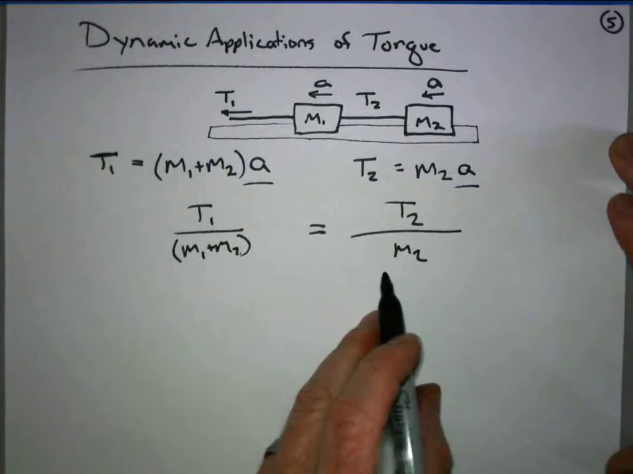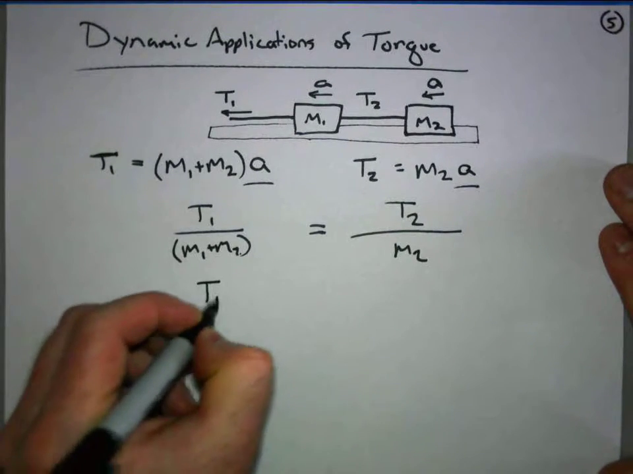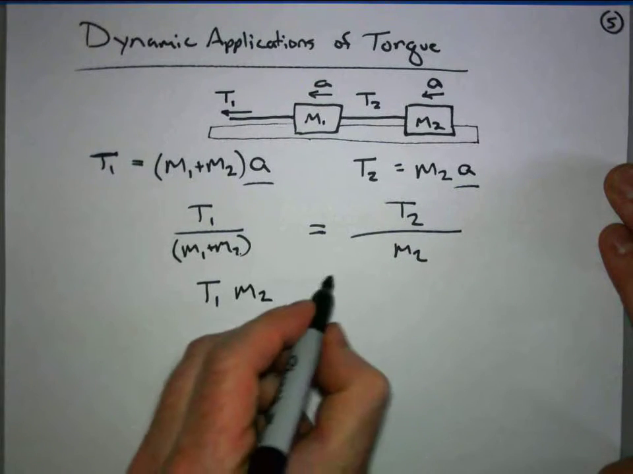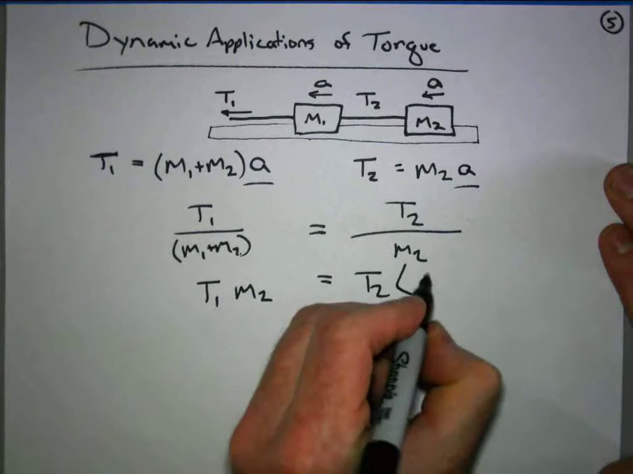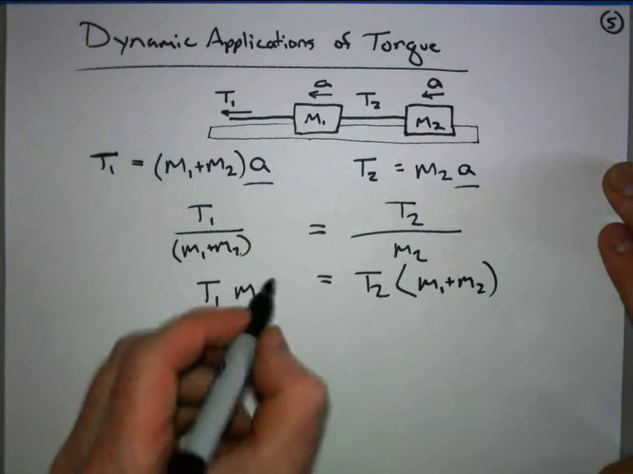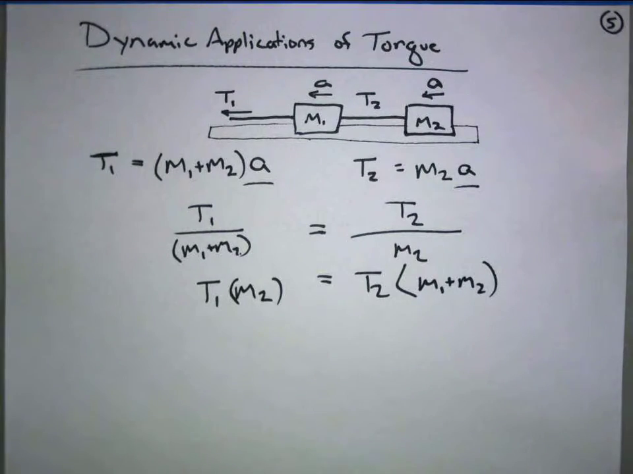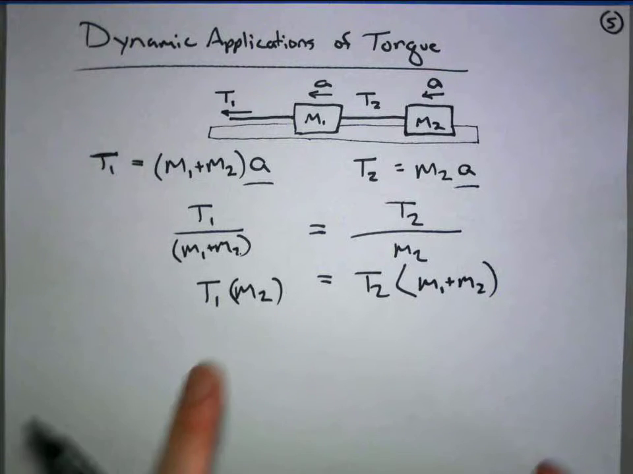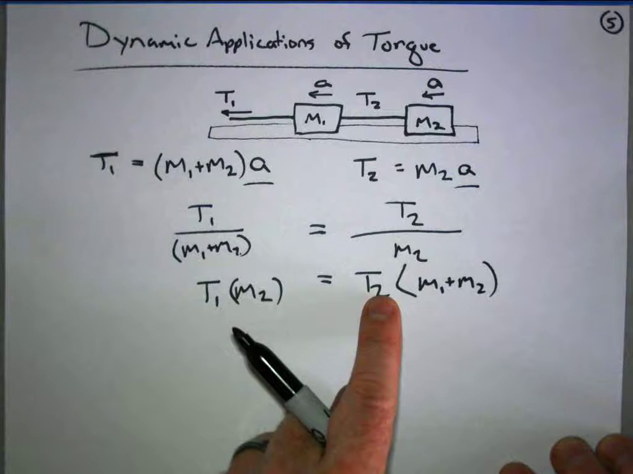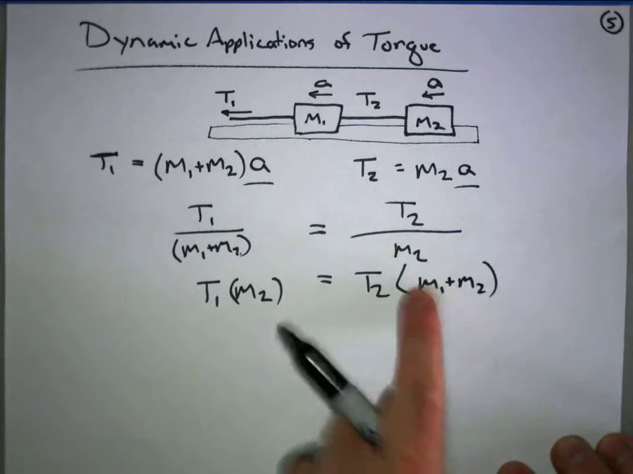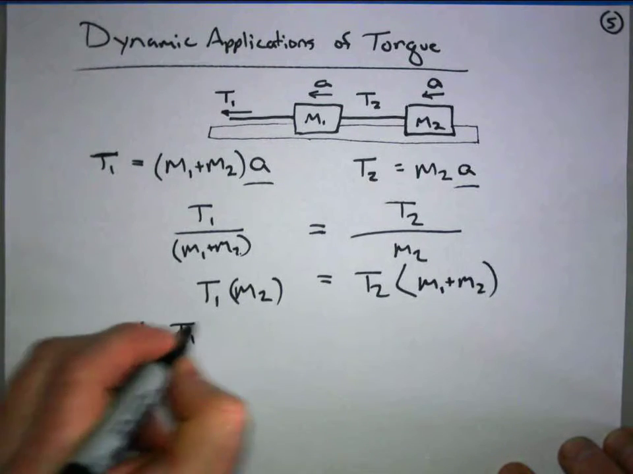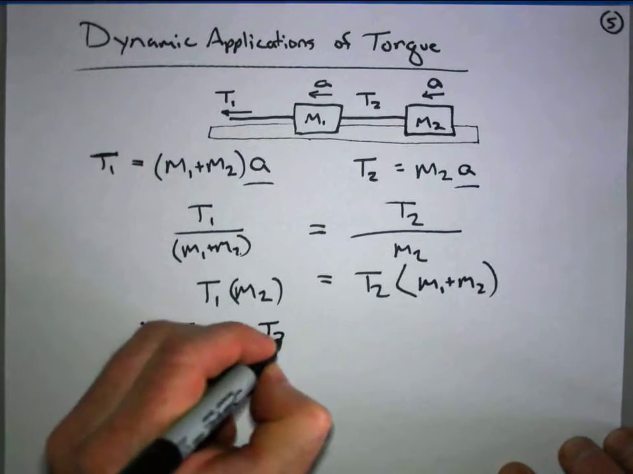Set them equal to each other. And simply for comparison, I'm going to get rid of the fractions, and this is going to be tension 1 times mass 2 equals tension 2 times the sum of those two masses. So here's the deal. When I look at this, clearly tension 1 must be larger than tension 2. To make tension 2 equal, it's getting multiplied by a larger number over there. So therefore, tension 1 is greater than tension 2.